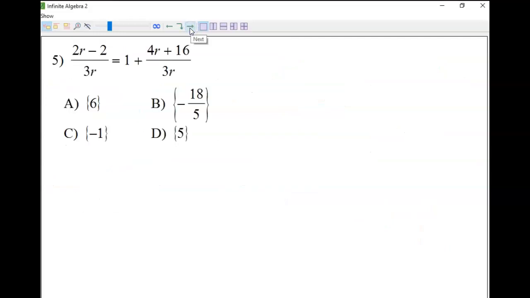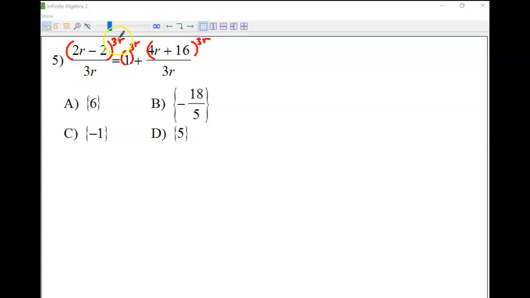Now we're moving on to solving. All right. So how did we learn how to solve? Well, first of all, we want to multiply everything by the denominators. So my denominator is 3r, so I'm going to multiply this by 3r, and I'm going to multiply this by 3r, and I'm going to multiply this by 3r.